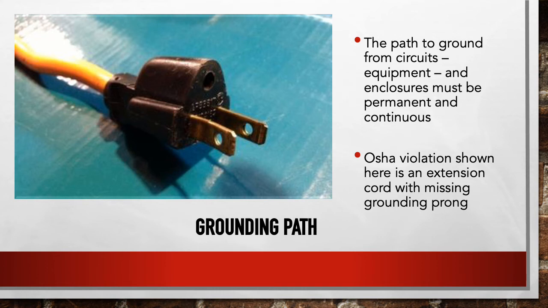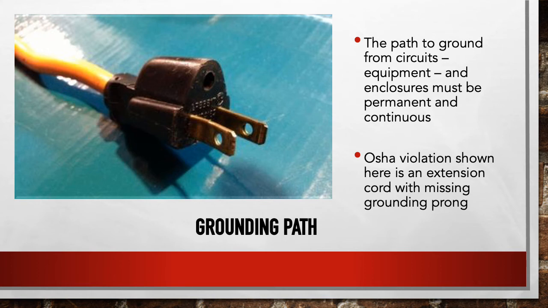So grounding, another major issue in electrical safety. As I mentioned earlier, it essentially takes any rogue energy and disperses it into the ground, because the ground has moisture in it. So the path to ground from circuits must be continuous, and the ground wire needs to have essentially low resistance.